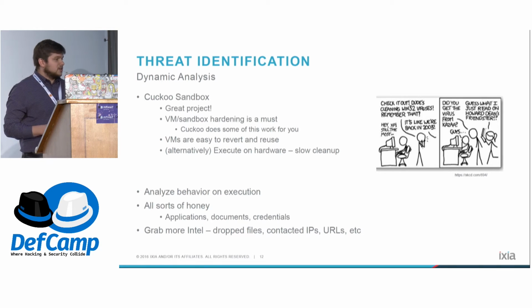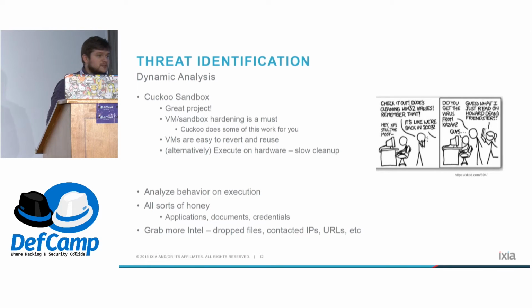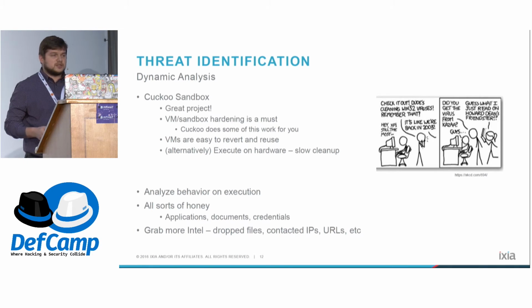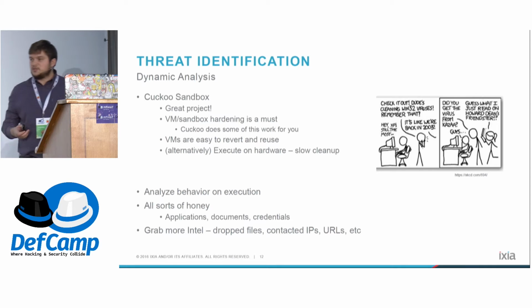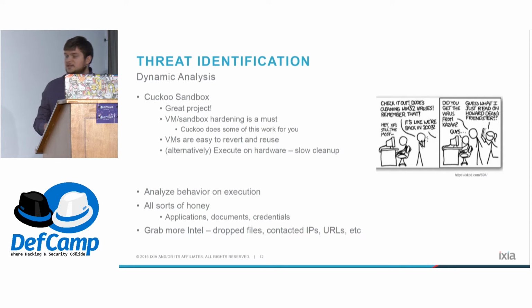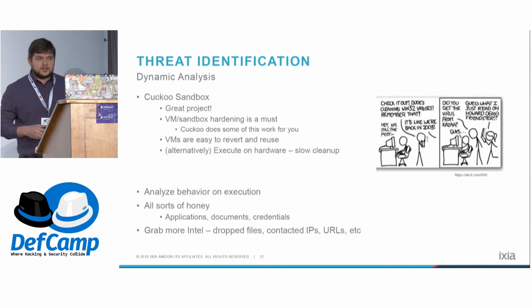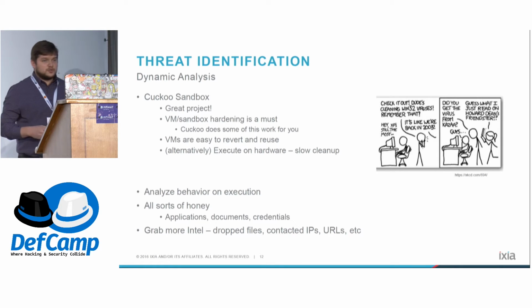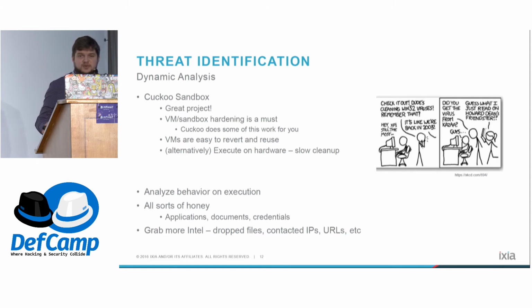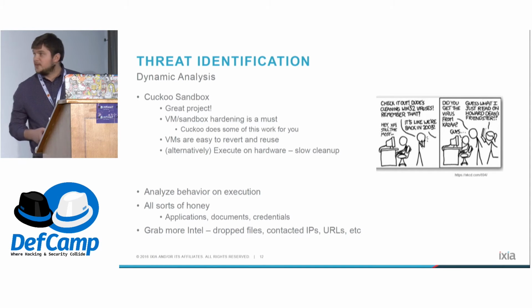You will quickly learn that you have to do some sort of VM or sandbox hardening. It's not hardening as in protecting against exploits, but hardening against malware which tries to detect it's being analyzed and stop its execution. So you have to convince it that it is running in a real environment and not analysis. Okay, Cuckoo does some of this work for you. You also have to do some of your own because malware creators know about Cuckoo.